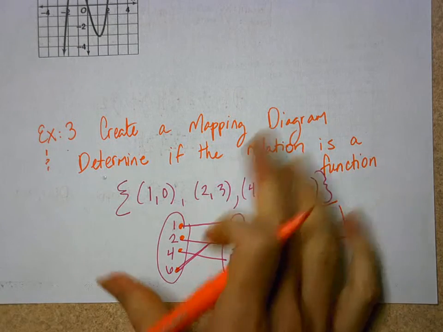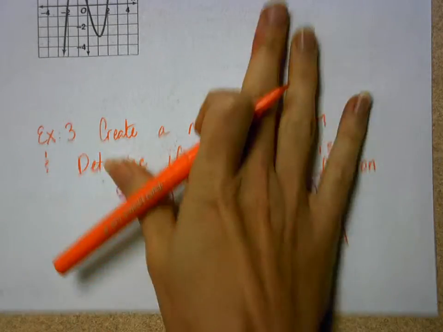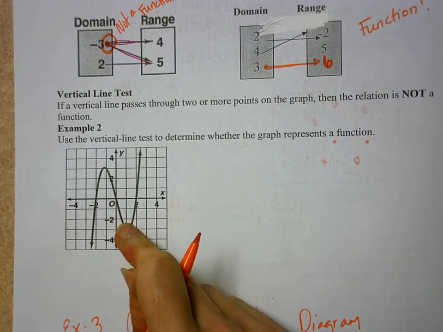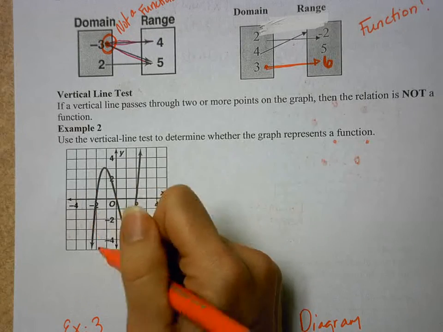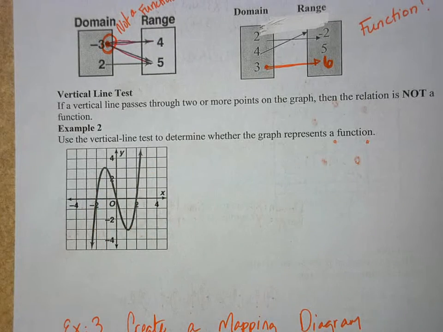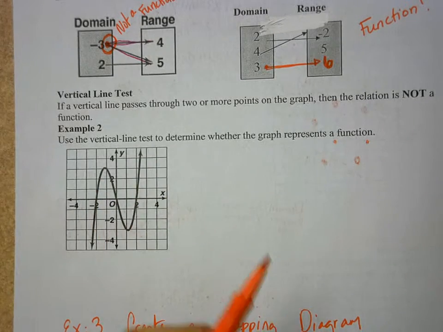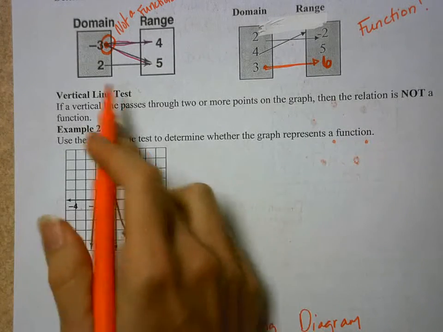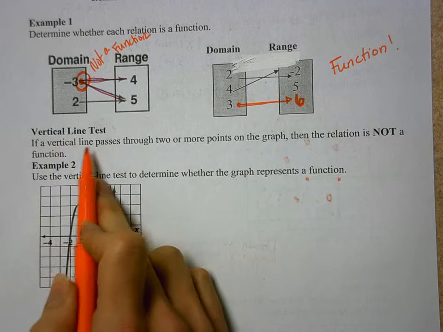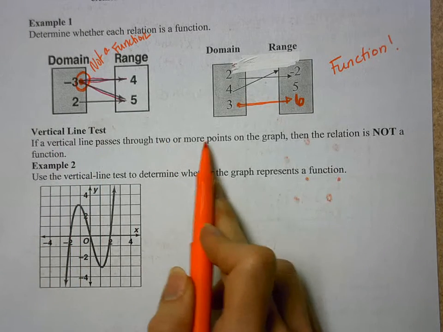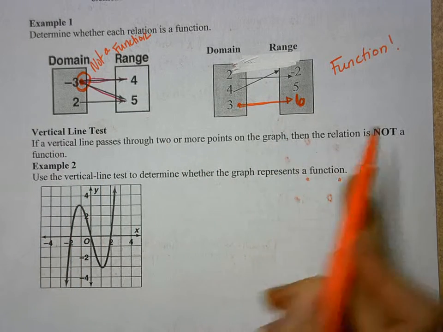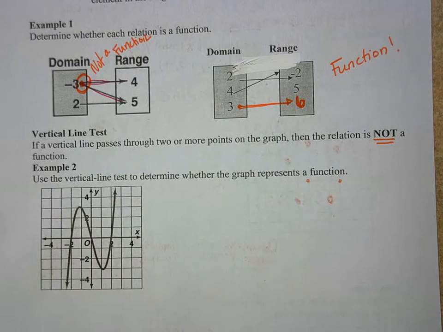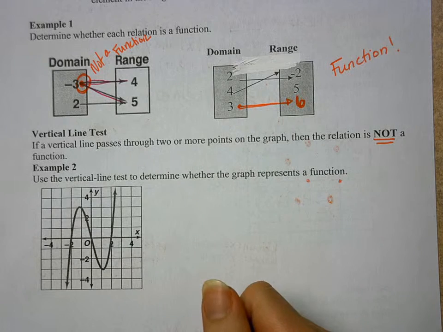Now let's see, we know that we can take these and graph them on an xy coordinate plane. So what if you're approached with a graph? You can't make a mapping diagram because there's infinite points on a graph. So instead, we need a better way to determine if this is truly a function. And it's called the vertical line test. If a vertical line passes through 2 or more points on the graph, then the relation is not a function. Use the vertical line test to determine whether this graph represents a function.